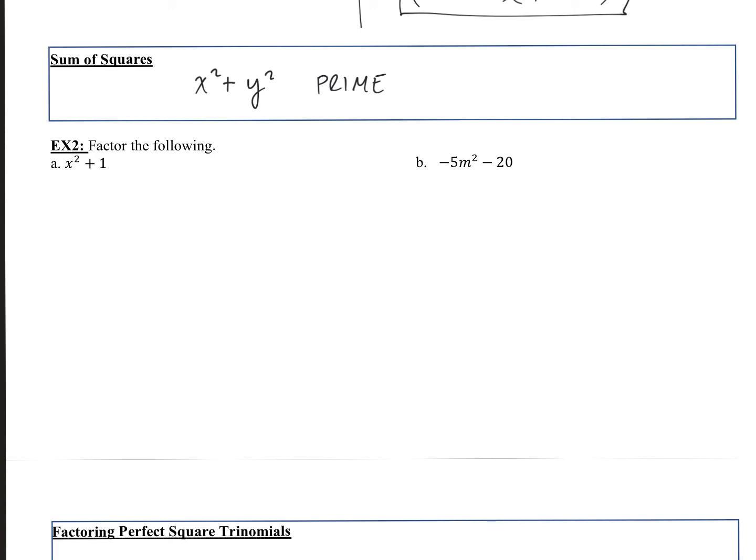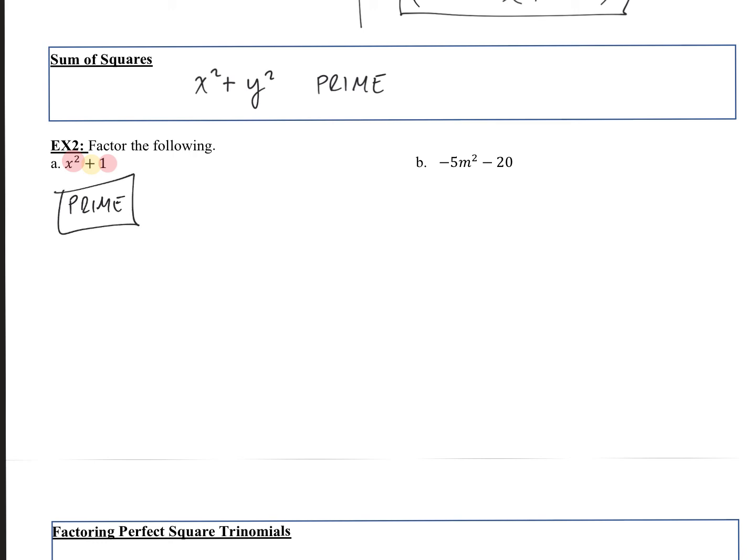So let's see the first one. A, we have a plus sign, and are each of the items squares? Well, that's a perfect square, x squared, and then we also know that 1 is a perfect square. So this is a sum of squares, which we know is prime. I don't have to worry about trying to factor it. I already know it's prime. It's a sum of squares.